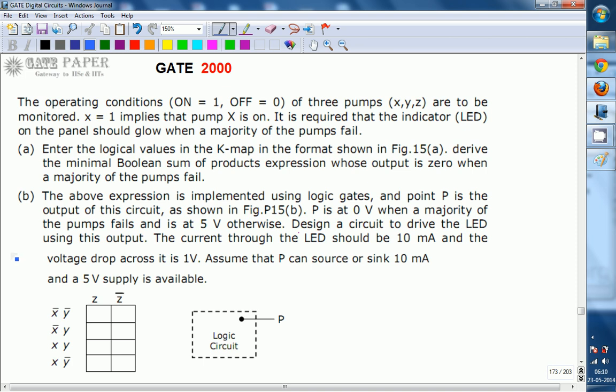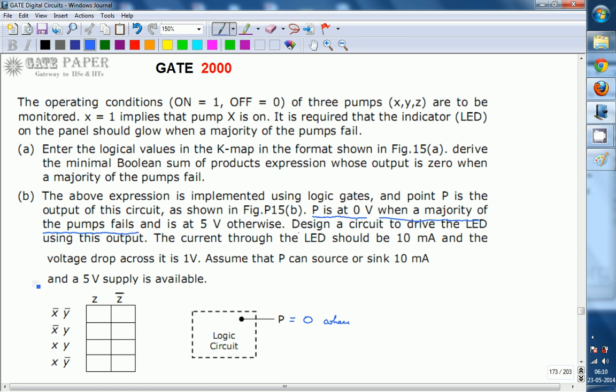We are concentrating on P. P is equal to 0 when the majority of pumps fails. When P is equal to 0 volts, P is at 0 volts. Look at this one: P is at 0 volts when the majority of pumps fails. Majority of pumps fails implies fail is nothing but 0.